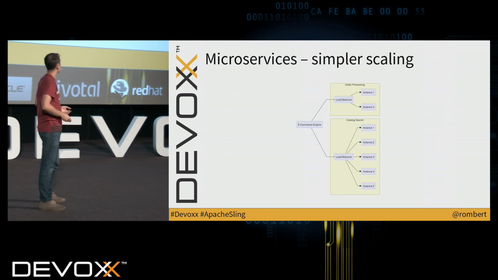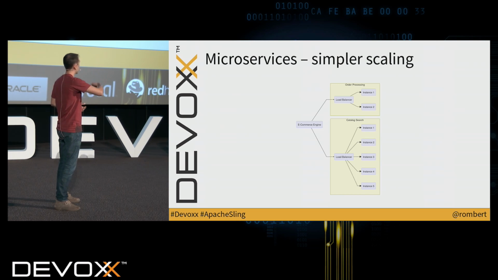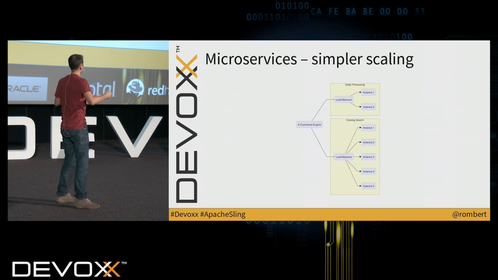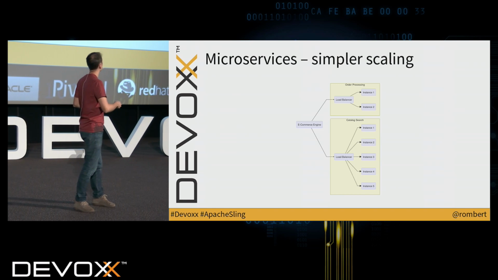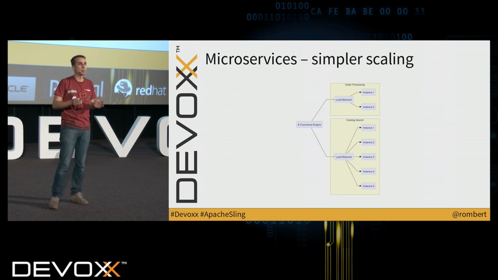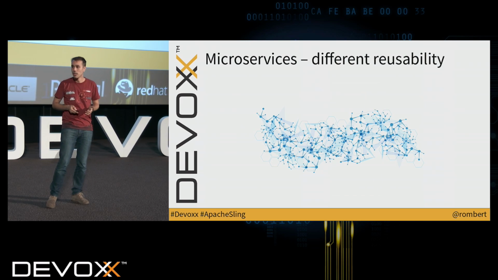And we decided that for some reason, catalog search takes more processing time. So it's easy to scale up just these instances, or even remove from the load balancer. Let's say we have 4 here, we take 2 from order processing, we add 2 to catalog search. And we have a simpler story about balancing because typically these machines are smaller.